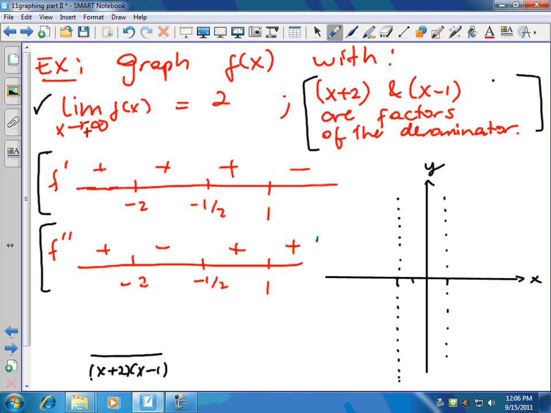Okay, now we also know something about the horizontal asymptote from here. The limit of the function as x goes to plus or minus infinity is 2. That tells me that the horizontal asymptote is going to be the line y equals 2. So there we have it.